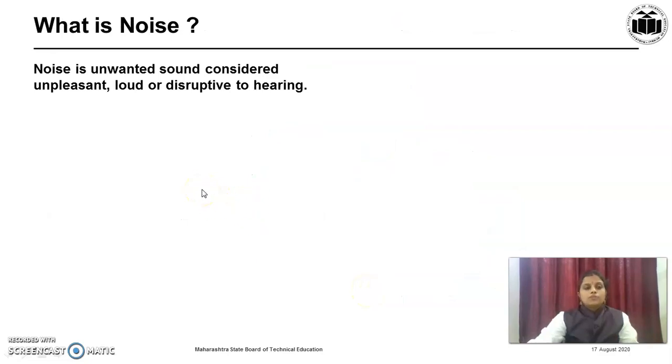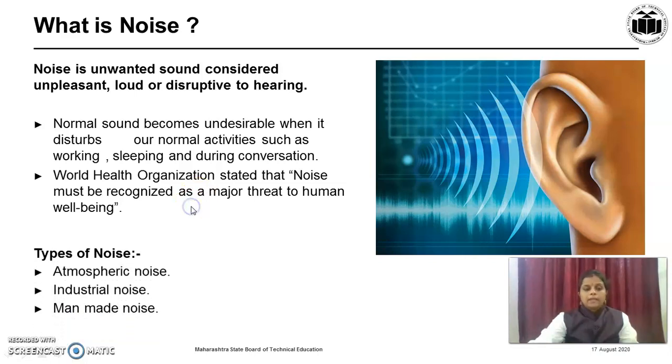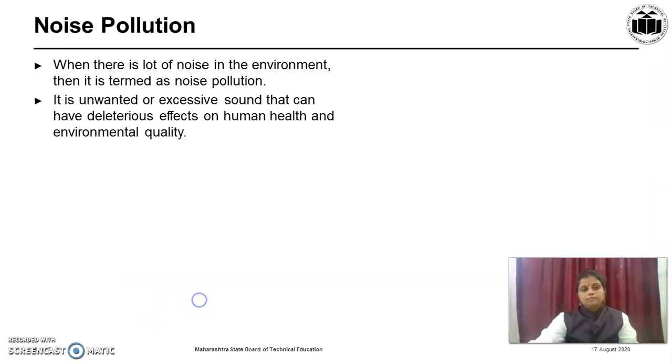First, we will see what is noise. Noise is unwanted sound considered unpleasant, loud or disruptive to hearing. Normal sound becomes undesirable when it disturbs our normal activities such as working, sleeping and during conversation. World Health Organization states that noise must be recognized as a major threat to human well-being. Then, what are the different types of noise? The types of noise on the basis of its origin are three: atmospheric noise, industrial noise and man-made noise.